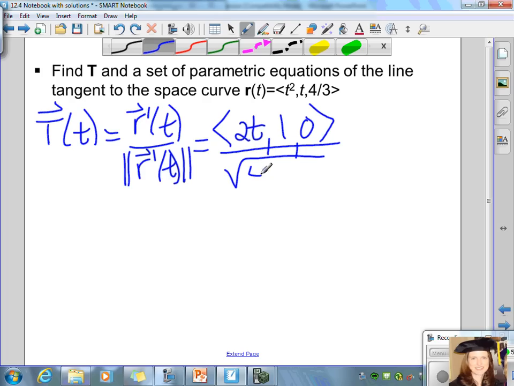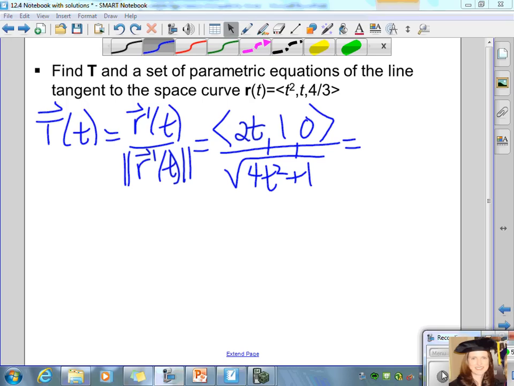So the derivative magnitude of those would be the square root of 4t squared plus 1. We can divide each of those components by that magnitude, or we can just leave it as it is.